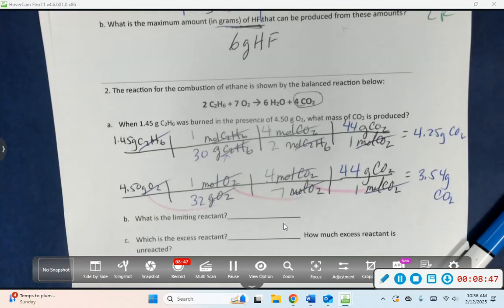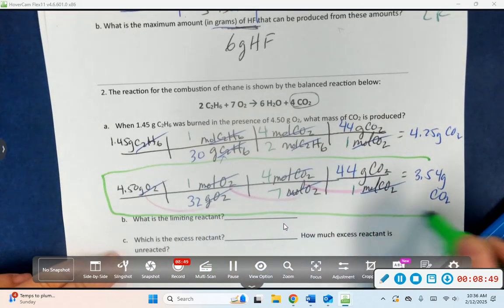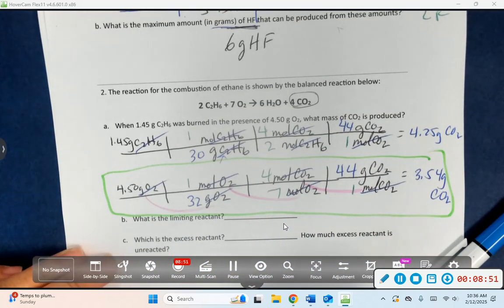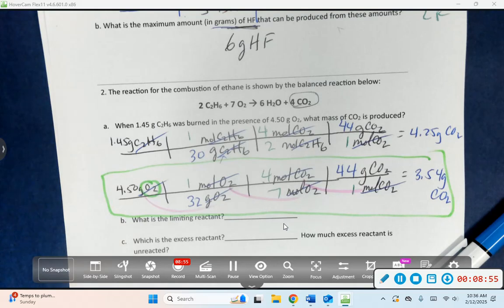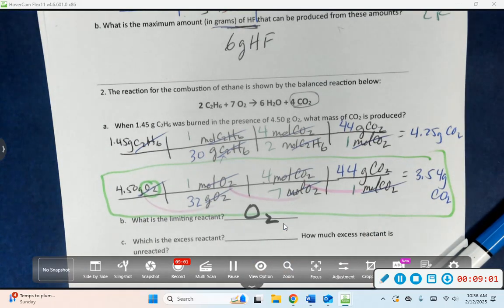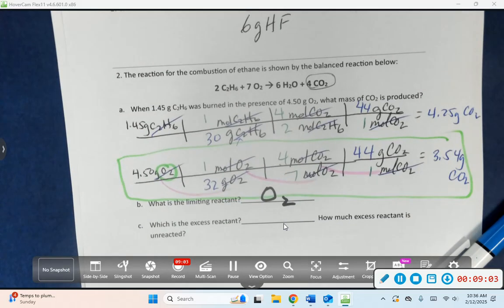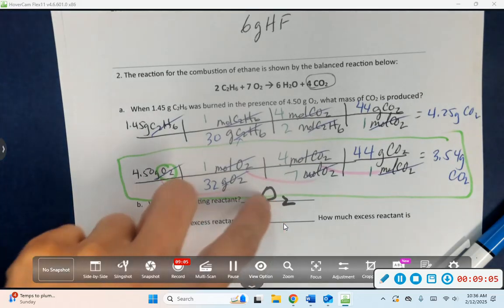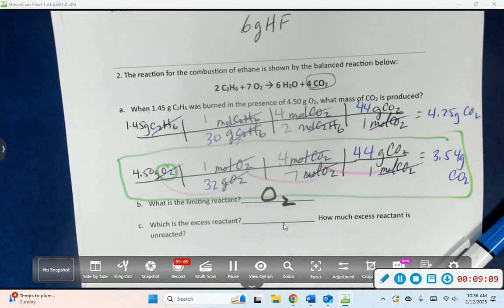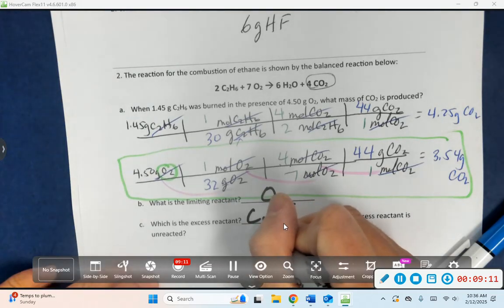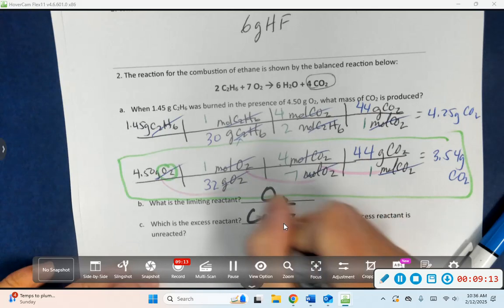It's going to be this one. The bottom one produces the lesser amount. So the limiting reactant is the starting material O2. So to answer that question, the limiting reactant is O2. It runs out first. Which material runs out first? And so which one's excess? If you run out of O2, you have 2 reactants, O2 and C2H6. So the excess is your ethane, which is C2H6.